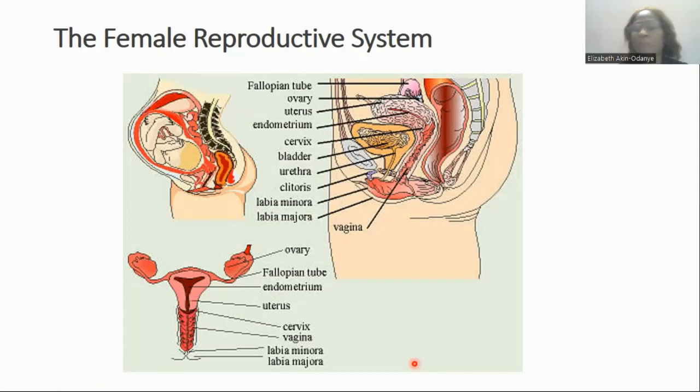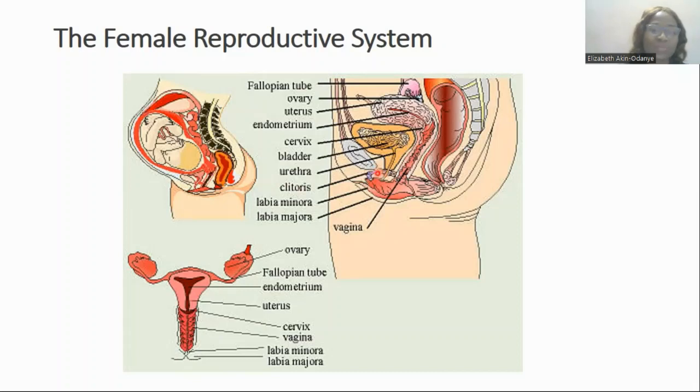These openings are covered by two sets of skin folds. The thinner, inner fold is the labia minora, and the thicker, outer fold is called the labia majora. So we have the labia majora outside, and the labia minora inside as the inner fold. The labia minora contains the most sensitive point for female sexual stimulation, called the clitoris.